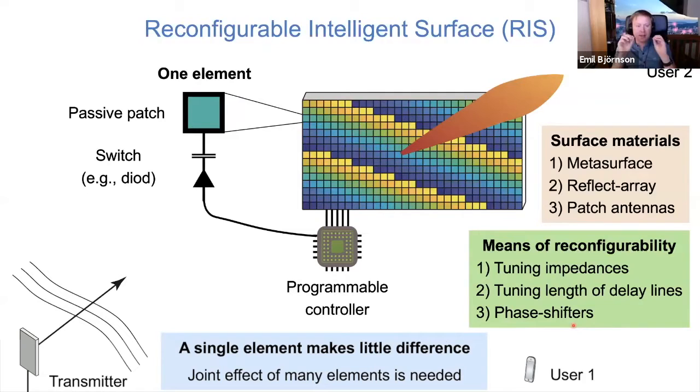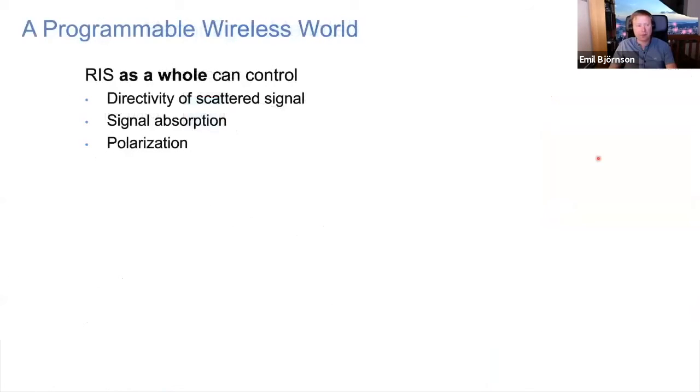And what's important to understand is that a single element here makes little difference, because the only thing you can do with a single element is that you receive some piece of the signal energy, maybe only 1 out of a million parts, and then it will send it out potentially with a different delay, and you can change things such as a signal polarization, but not more than that. It's the joint effect of many of these elements that are needed in order to form beams in different directions. And that will become clear when we are setting up the system model for this.